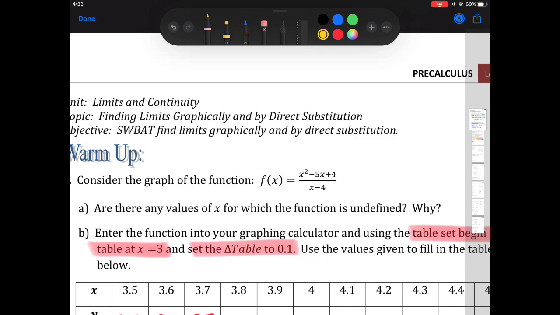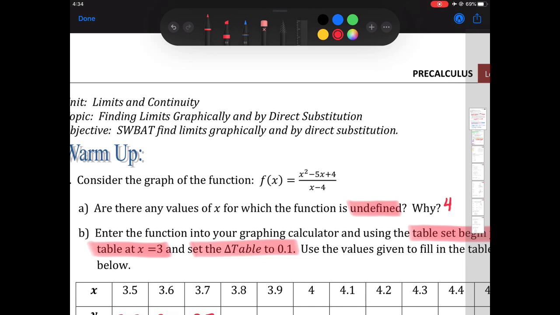It's giving you a rational function and asking you questions based on that. It's saying, are there any values of x for which the function is undefined? Anytime we have a rational expression, or a fraction, it's undefined when the denominator is what? 0, right? So what makes this function undefined? At what value? It is going to be 4.